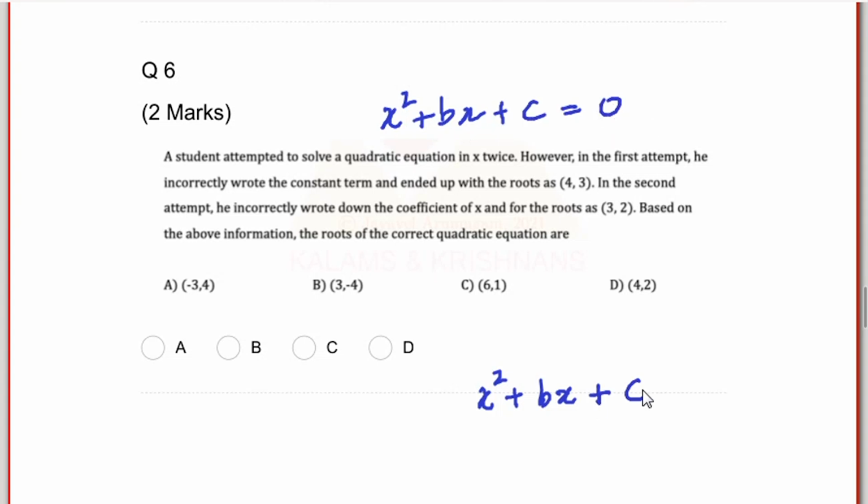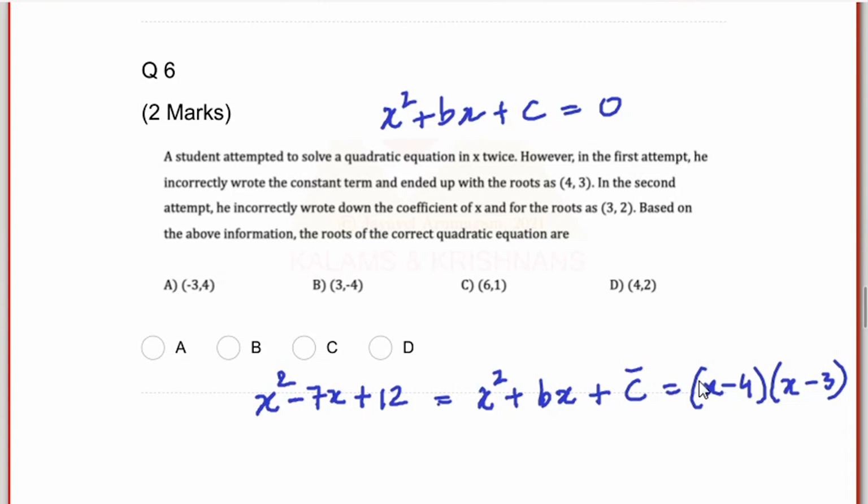First time they wrote c bar, in this case 4 and 3 are roots. One quick way to do that is x minus 4 into x minus 3. Notice x minus 4 into x minus 3, we can quickly write down x square minus 7x plus, suppose this is 12. I'm doing a product of this and I wrote this down because these two are the roots. This polynomial should be like this by definition, right? And if you simplify this, you get x square minus 7x plus 12.